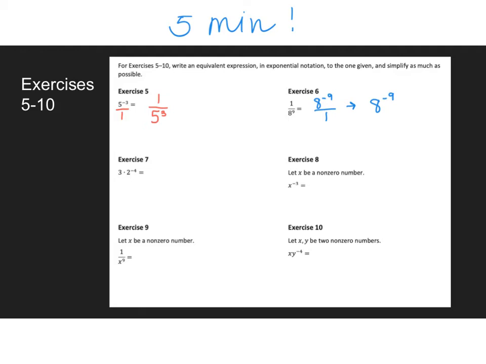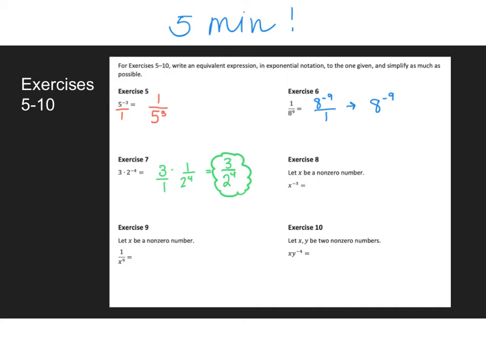For exercise 7, my 3 is going to stay the same. And then this 2 to the negative 4th, I'm going to flip it upside down. It's going to be 1 over 2 to the positive 4th. And then I can actually multiply this out. 3 times 1 is 3. 1 times 2 to the 4th is 2 to the 4th. So that's my final answer there.